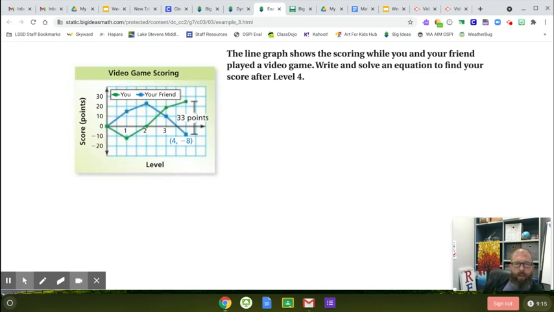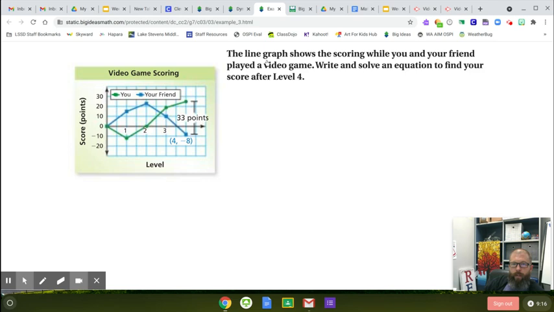What's happening, seventh graders? This is 3.3, example 3, and we got some more story problems, but we got to read this graph as well. So how are we going to decipher this? It says the line graph shows the scoring while you and your friend played a video game. So we have you are green, okay? Here's your scoring. And your friend is blue. It tells us that here. There's a friend scoring, okay?